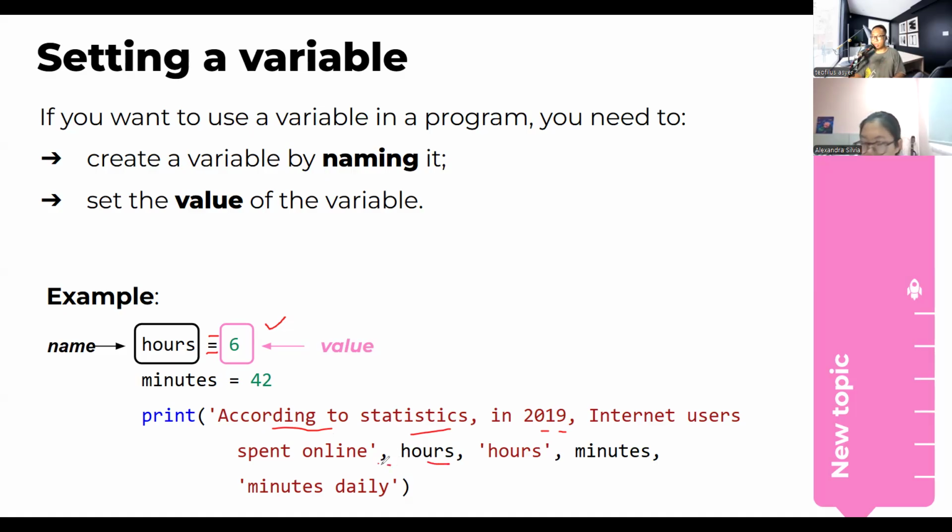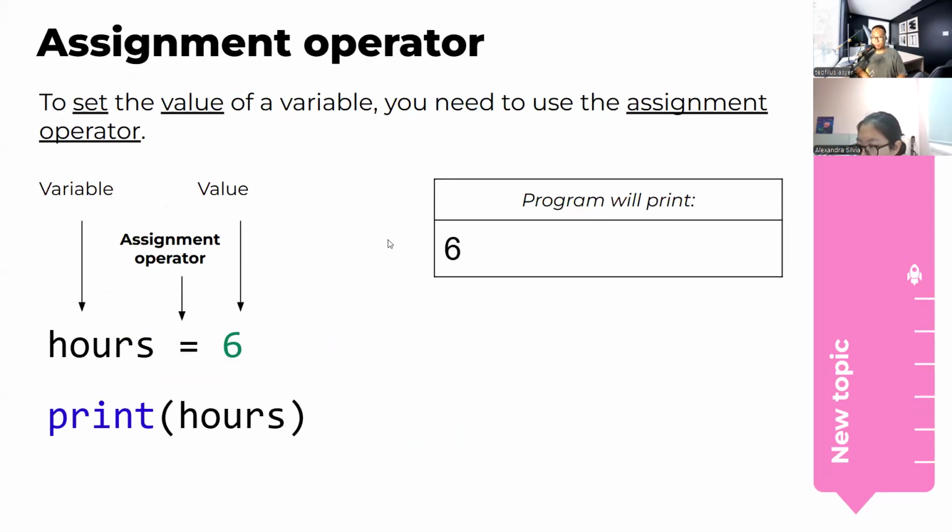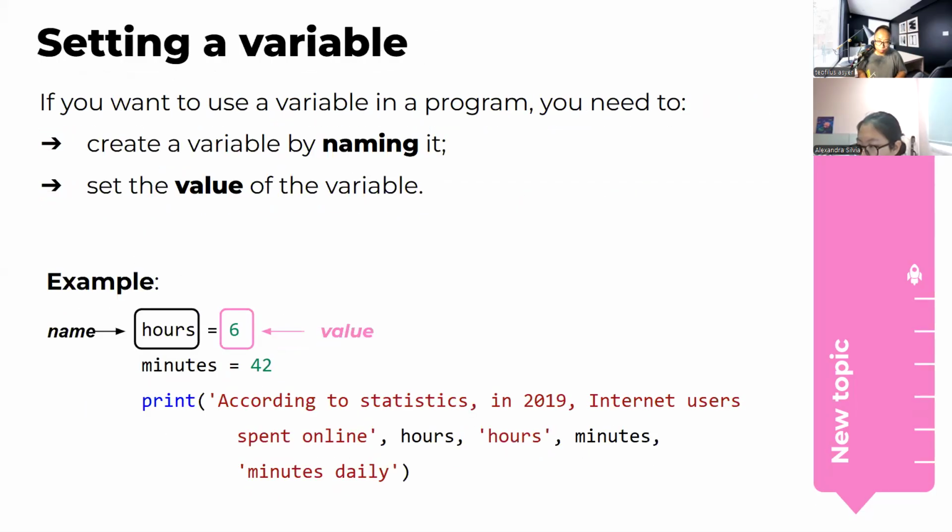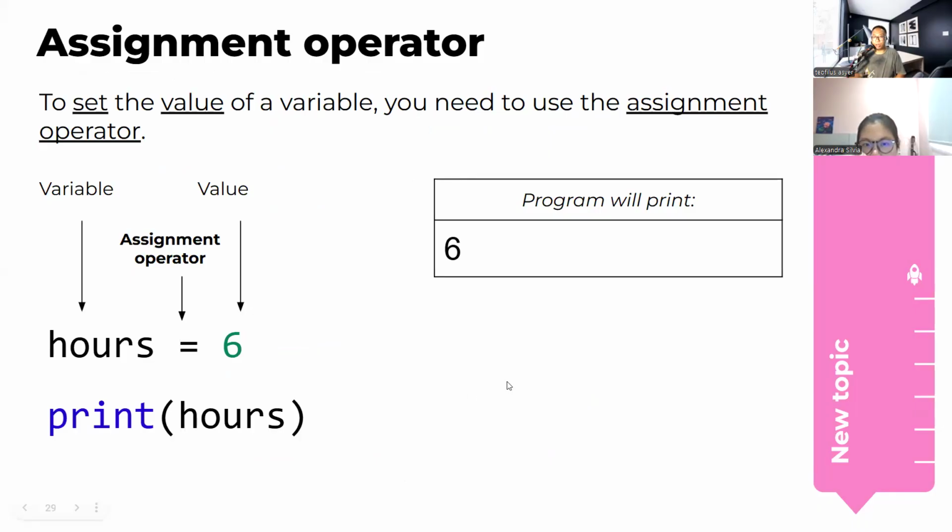But you have to separate it with a comma because it's not part of the sentence. So you separate it with the comma and then continue with the sentence. And if you want to use another variable, just do the same thing. If you execute it, it will automatically be replaced with the value stored inside it. Okay, you got it? Okay. Let's continue to here.